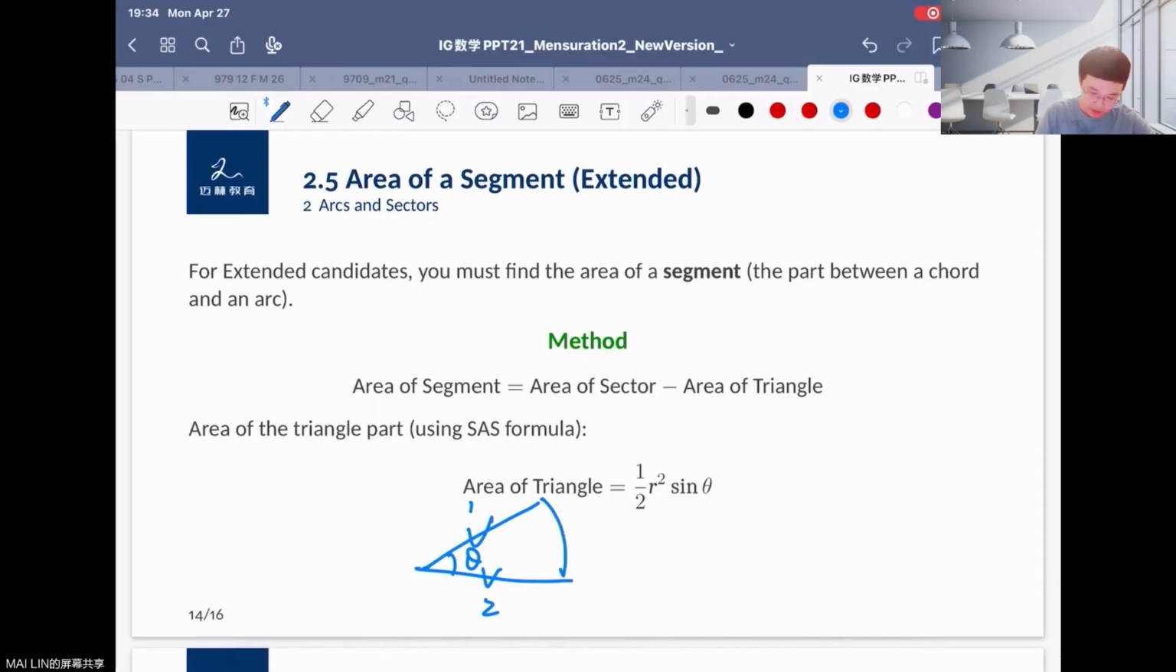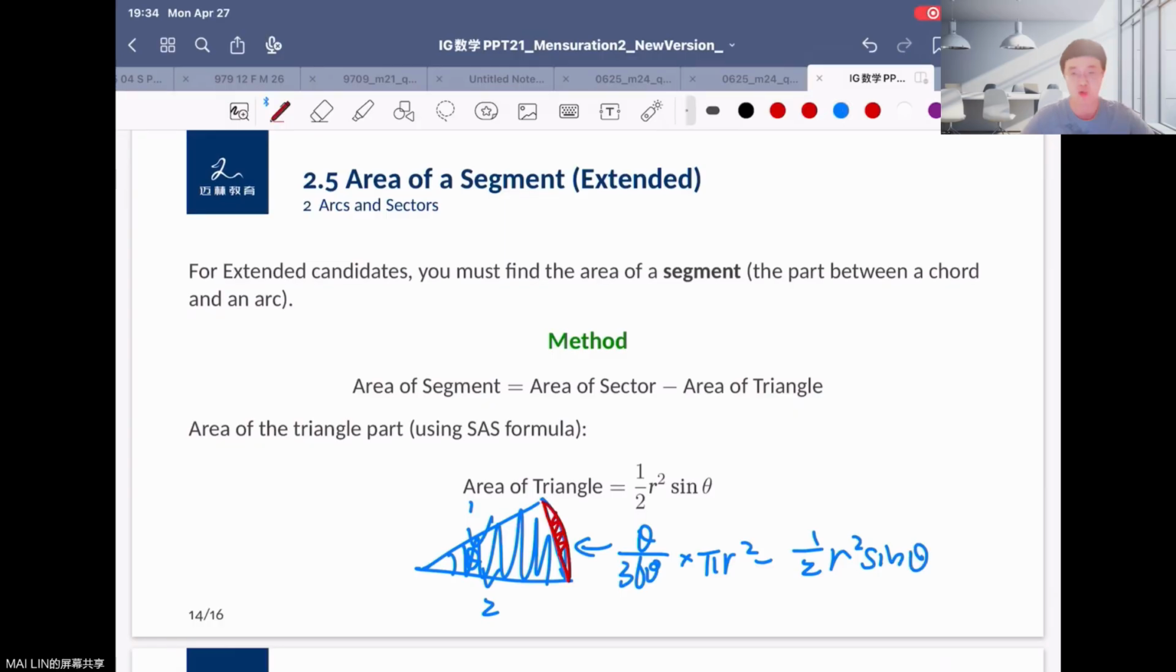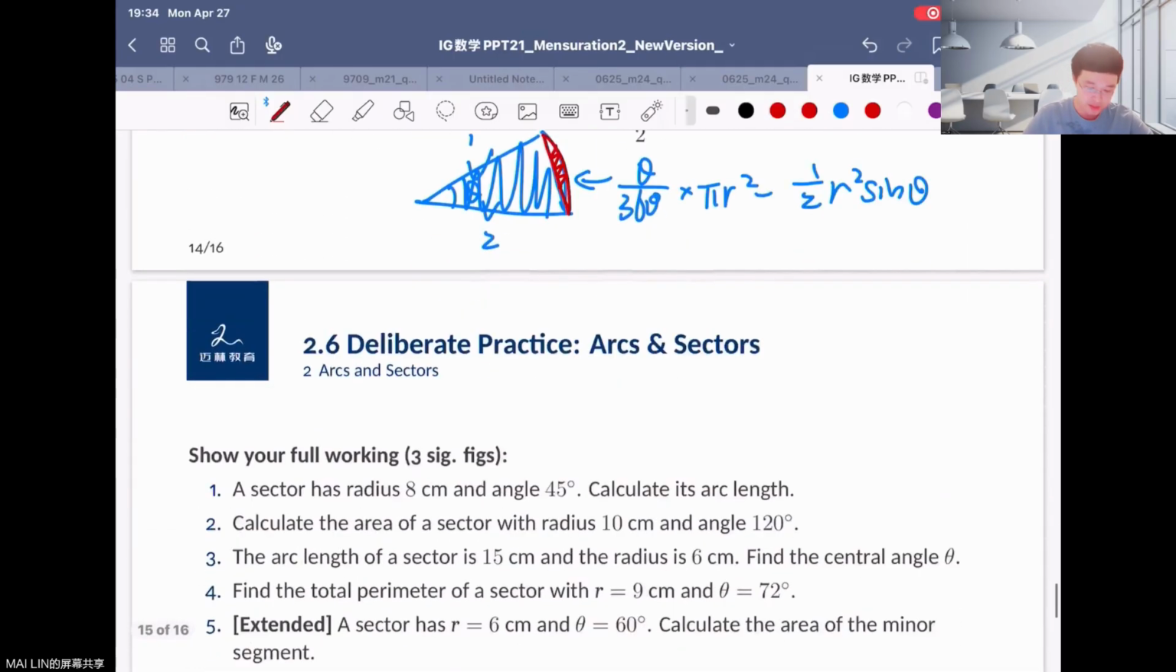If you consider this is a triangle and the total sector is theta over 360 degrees times pi r squared, then after we subtract the area of the triangle, that is the area of a segment. This is called a segment, and this is how to find the area of it.